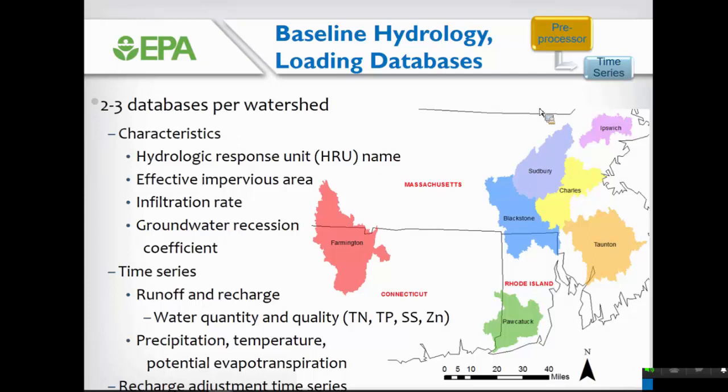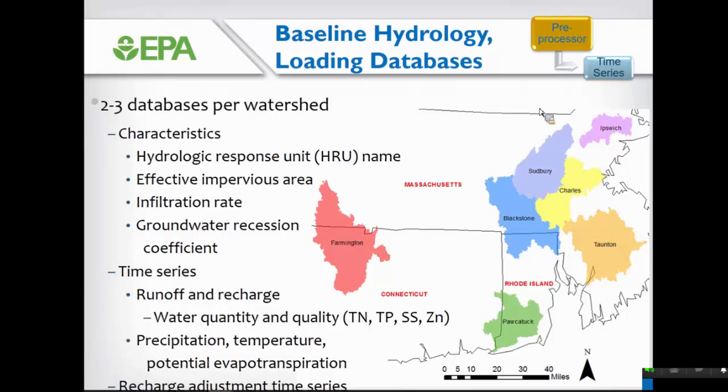Currently, we can handle nitrogen, phosphorus, suspended sediment, and zinc. The weather time series, and then a recharge adjustment time series. Watershed models can sometimes generate estimates of negative recharge if the evapotranspiration exceeds the available water. So what we do is change those to zeros in the input data set to avoid problems in the optimization program, but then adjust for those later in another time series. And all of that's outlined in the user guide.